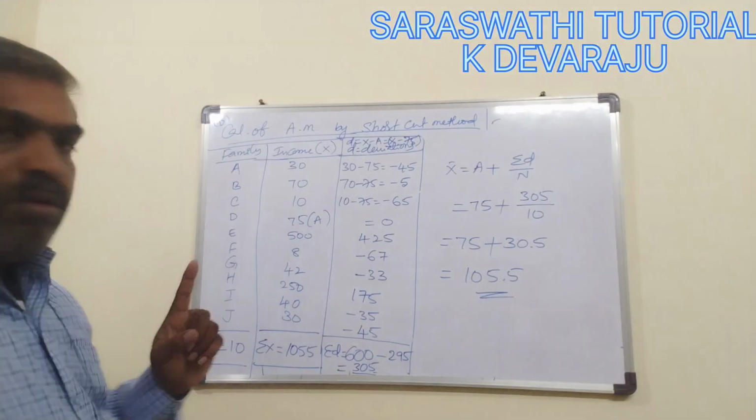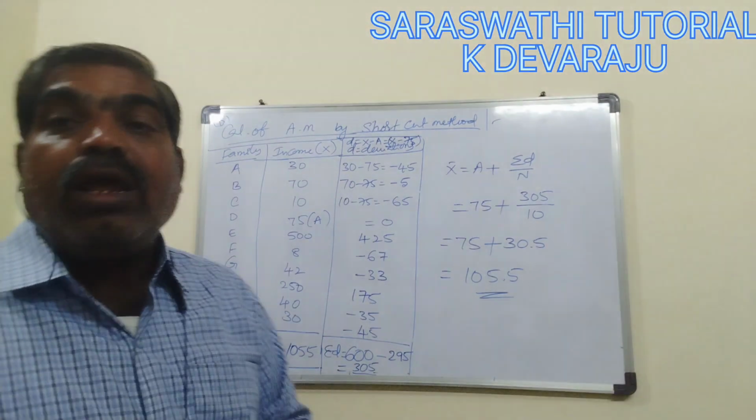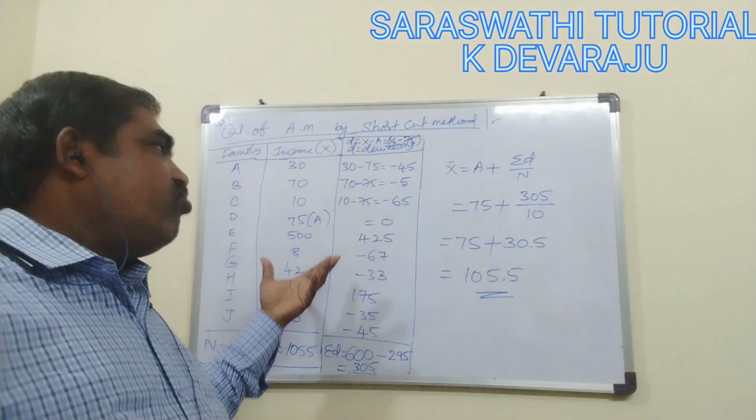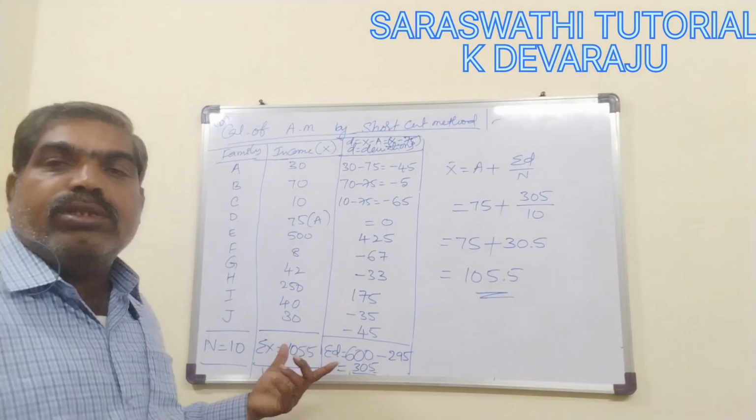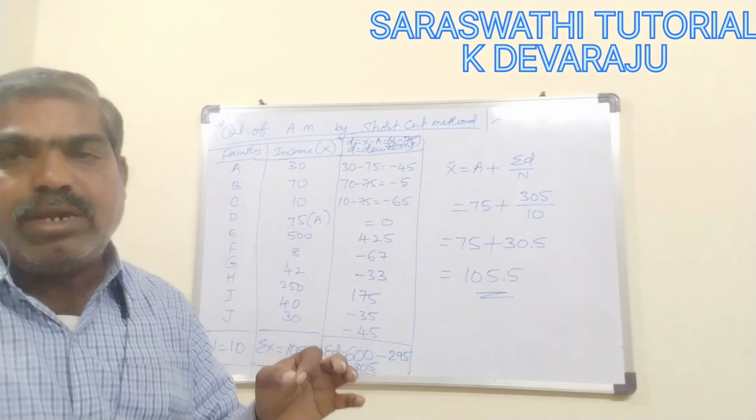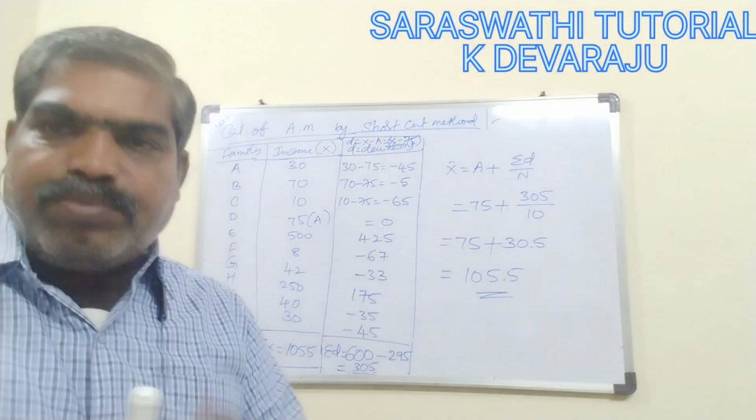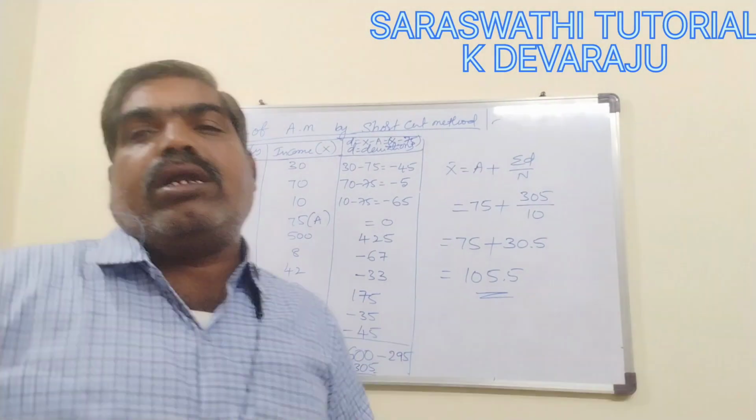Whatever the observations, first we have to understand the question, whether the data is given as individual, discrete or continuous. As per this problem, the data is individual, because all observations are given separately. All families are given separately, so it is called individual, right? Practice this problem, and if there are similar problems, practice those too.